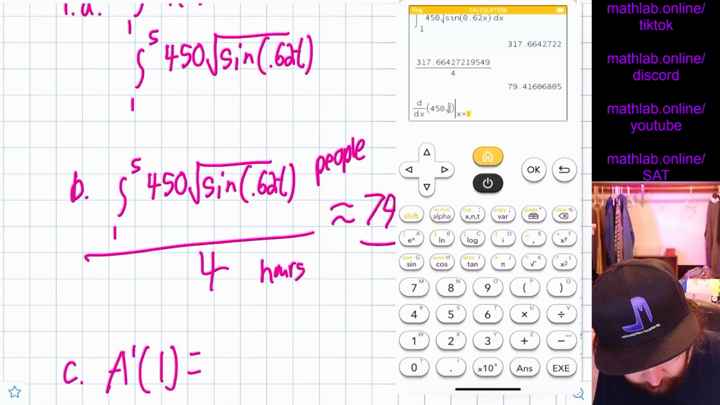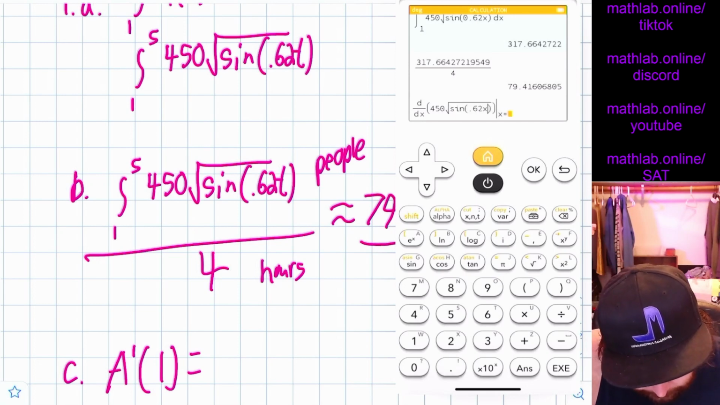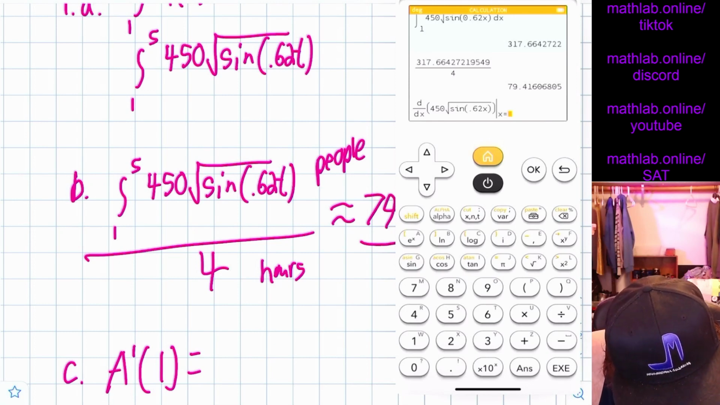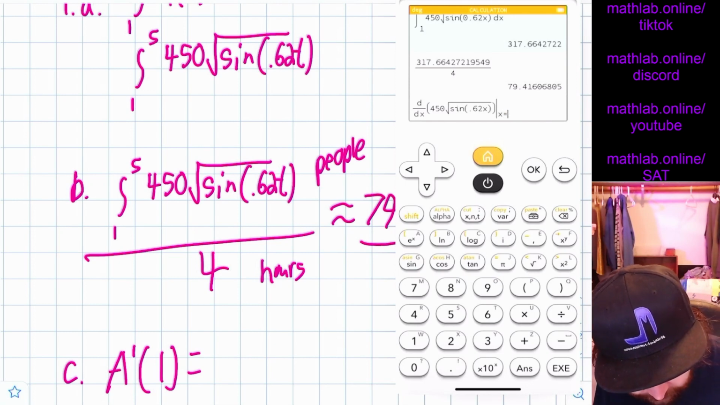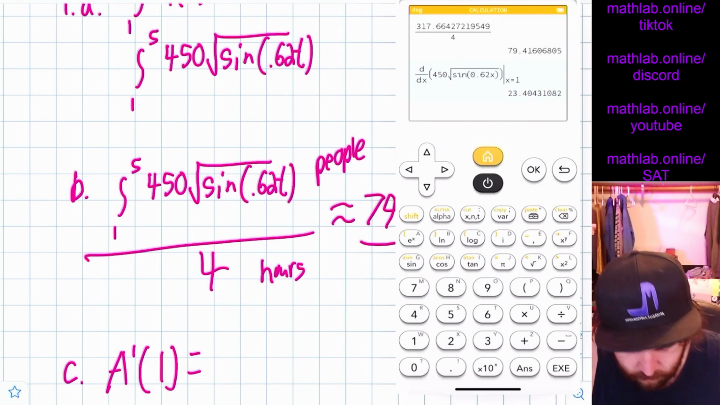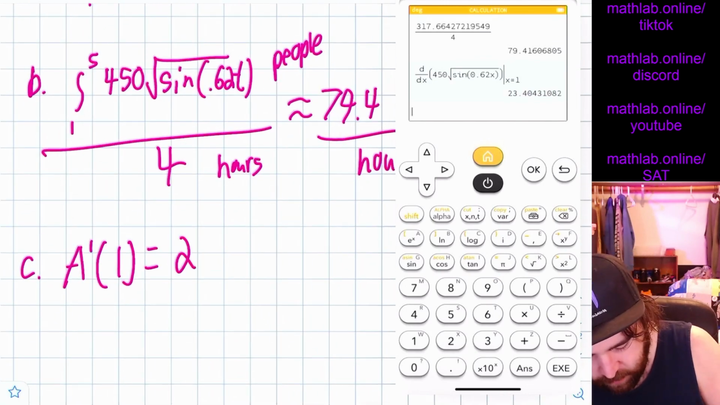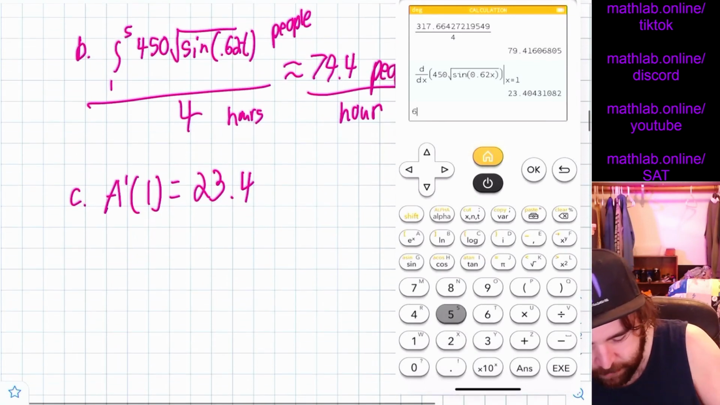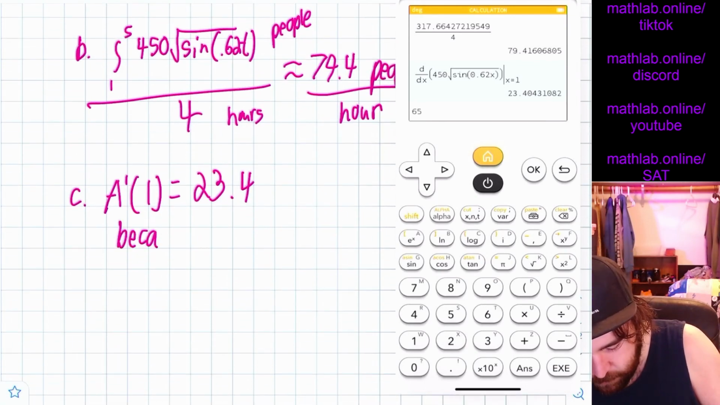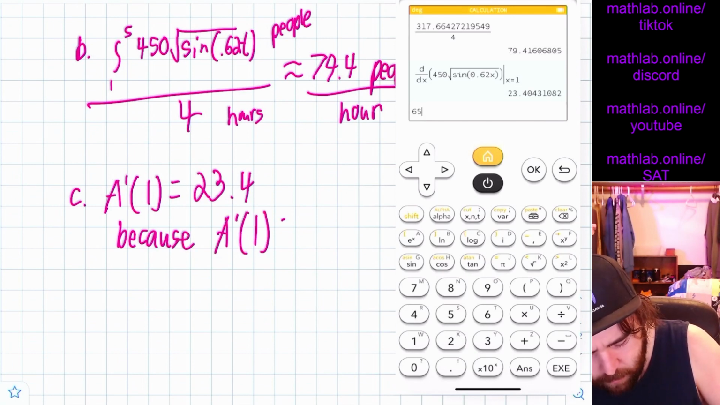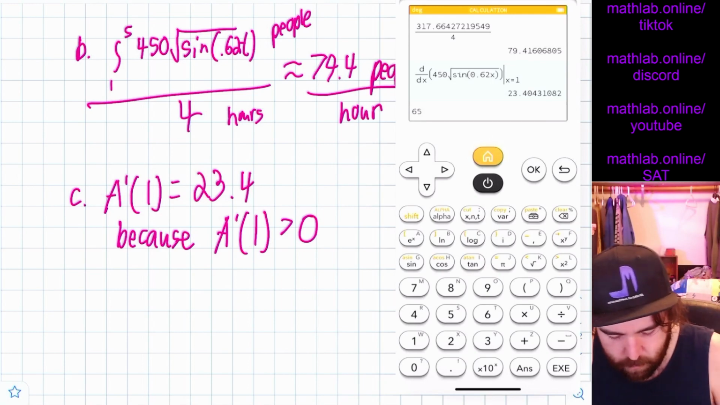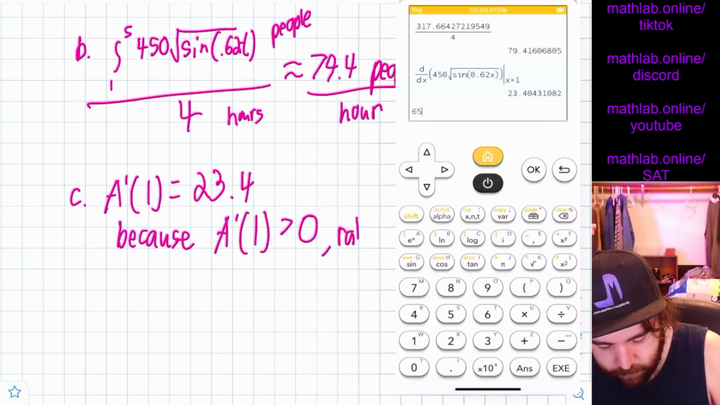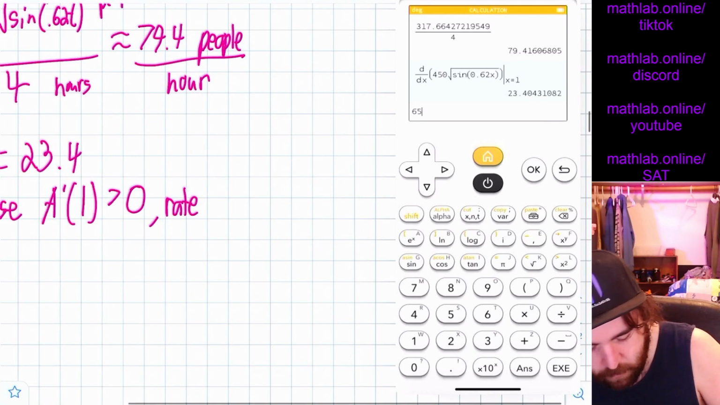So we'll say, what's the derivative of that function we just had? 450 times the square root of sine of 0.62x. Make sure the parentheses are right. Yes. And we want that at x equals 1. Okay. So it's approximately 23.4. And then I would say something like, because A prime of 1 is greater than 0, the rate is increasing.